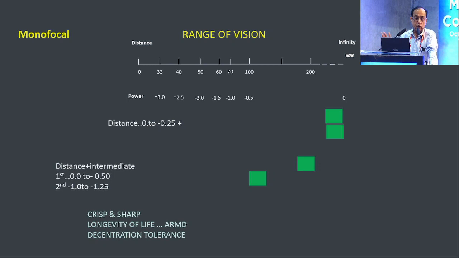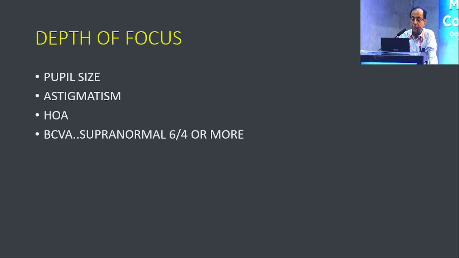And monofocal, of course, most of the patients will be happy with having very good distance vision, but if anyhow you want to give a little bit of intermediate vision, then you will have to keep one eye around minus 0.5 and another around minus 1, minus 1.25.